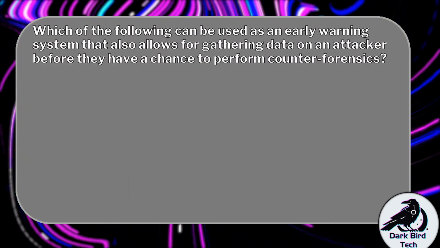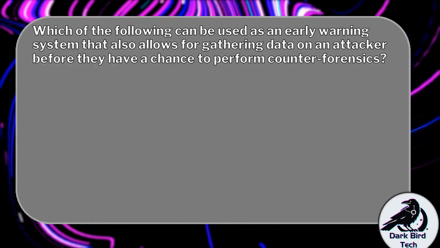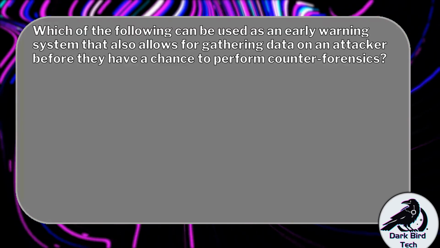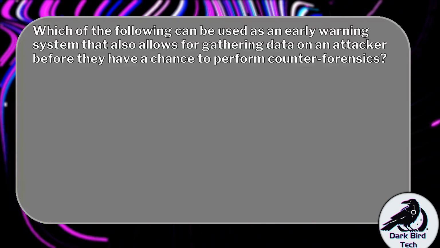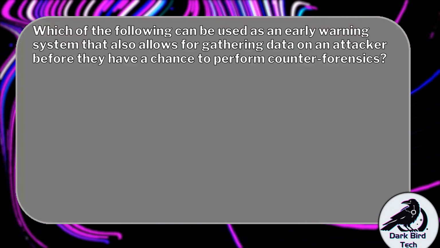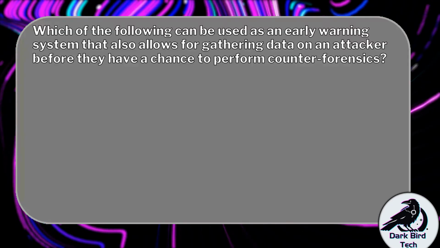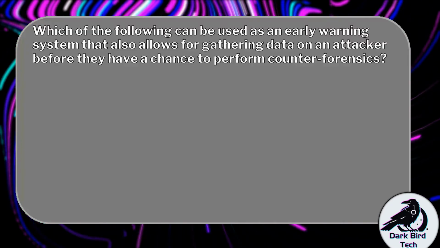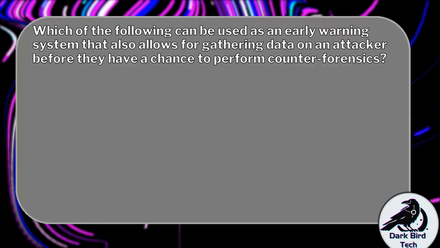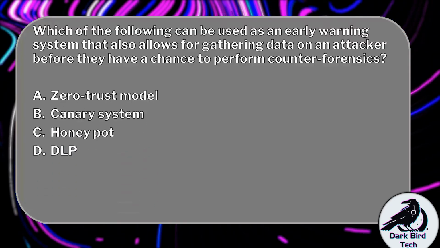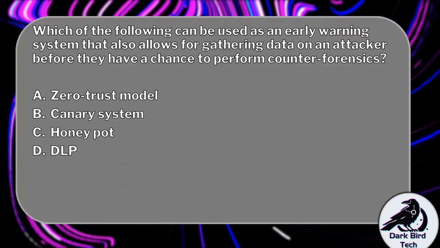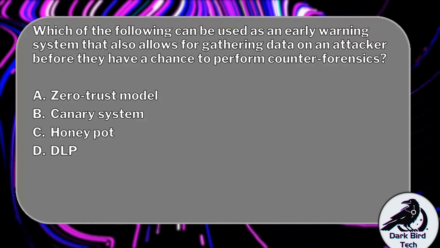Next question. Which of the following can be used as an early warning system that allows for gathering of data of an attacker before they have a chance to perform counter forensics? Give you a chance to think about what you'd like to see here. Pause if you want to. Otherwise, our options are Zero Trust Model, Canary System, Honeypot, and a DLP.